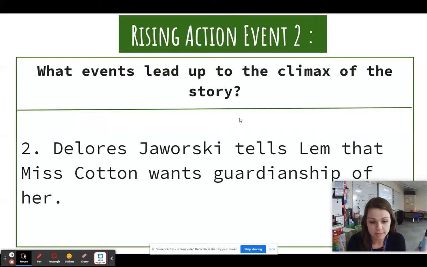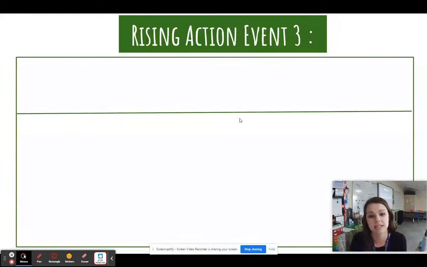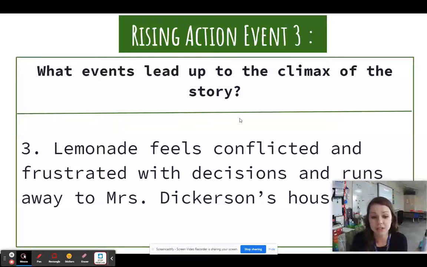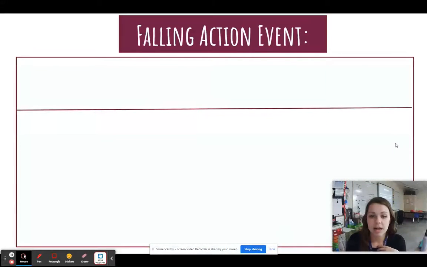And then the third one, so when you're doing the third one, what happens right before that climax? So what happened right before Charlie got in the accident? And we would say she feels conflicted and frustrated with all of these feelings and with all of these decisions, and she runs away to Mrs. Dickerson's house. Then we know all of a sudden she's there. They're having this heart-to-heart. All of these details that we know to be true, but we're okay with leaving out because it's not prevalent to our plot pyramid. And then we get to the climax of the big boom and the fact that Charlie's in the hospital.